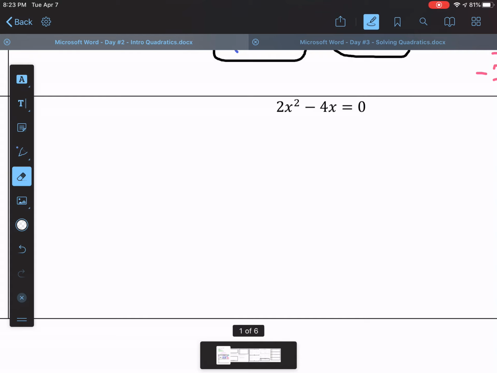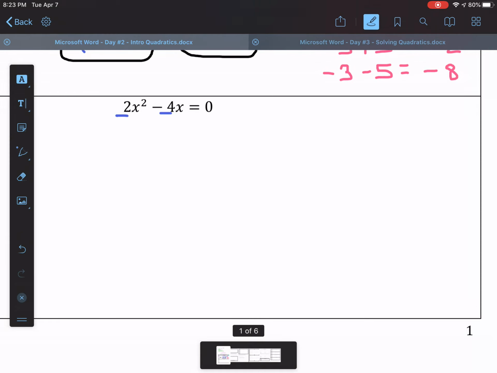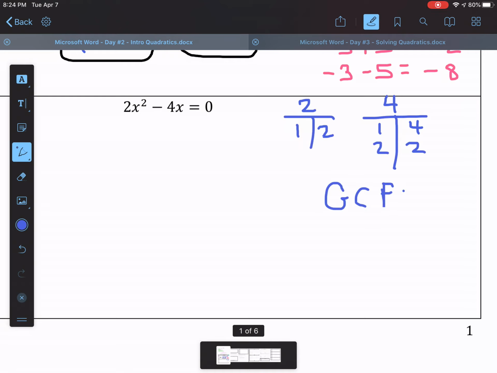So now let's think about the GCF issue. Let's just look at the numbers to start off with, between 2 and 4. Okay, let's list our factors of 2 and our factors of 4. So our factors of 2 are 1 and 2, and our factors of 4 are 1 and 4, 2 and 2. And you can see right away that the biggest factor that they both have is 2. So our GCF starts off by just being equal to 2.